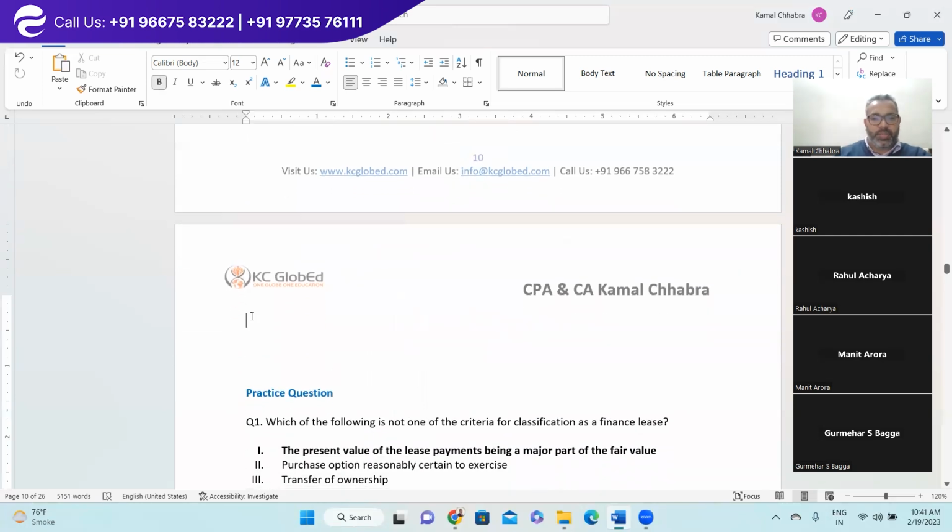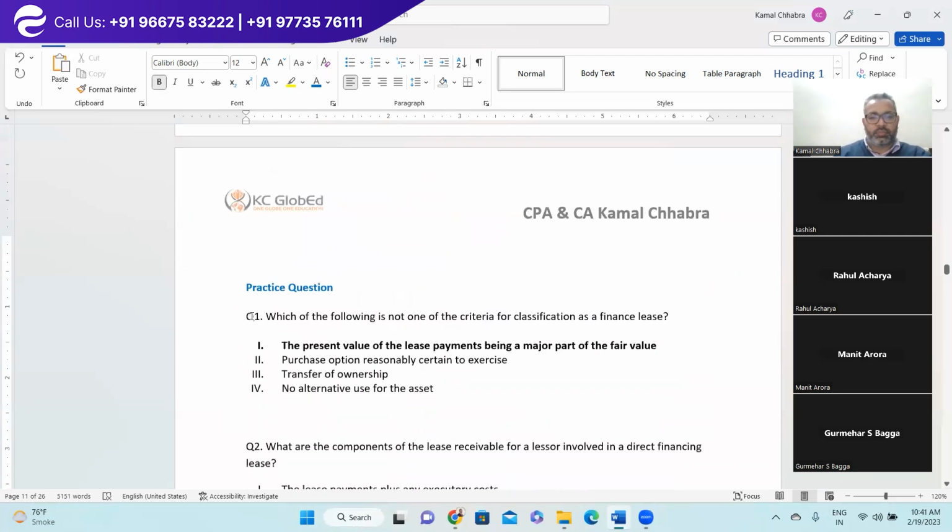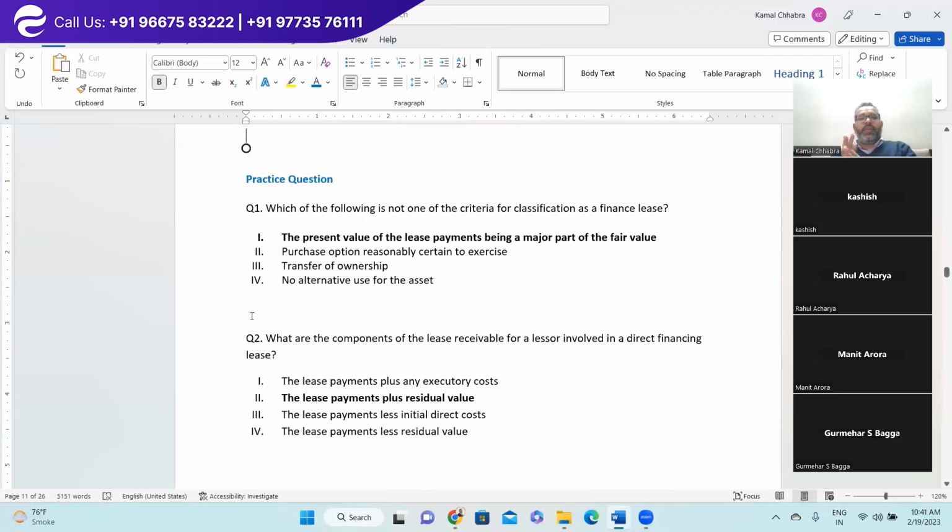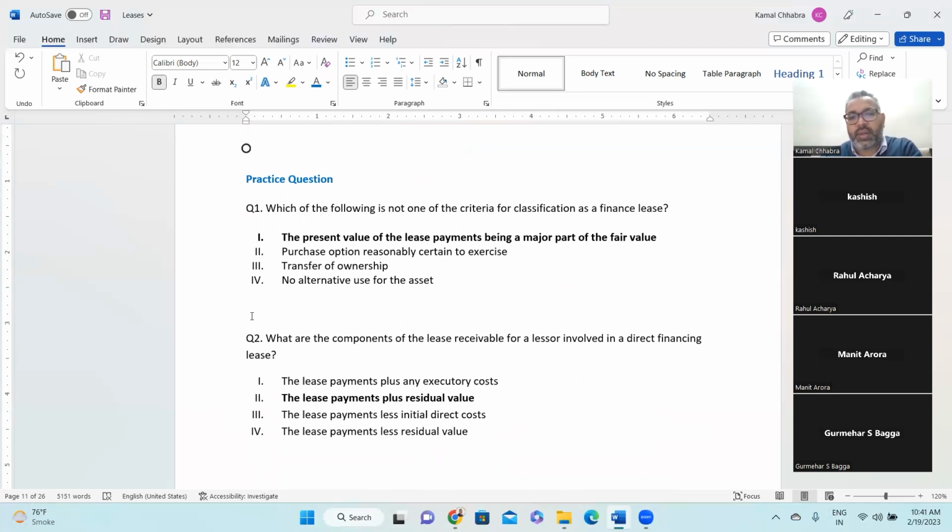Okay, so let's do a practice question. Which of the following is not one of the criteria for classification as a finance lease?